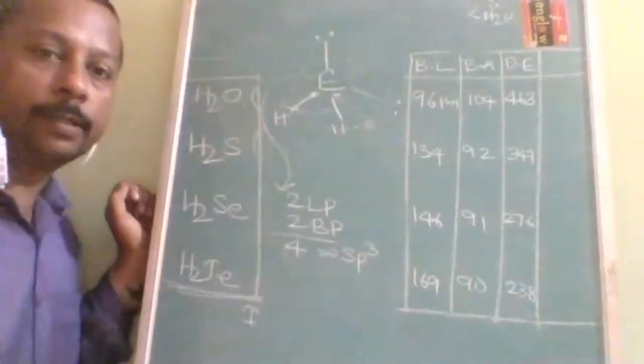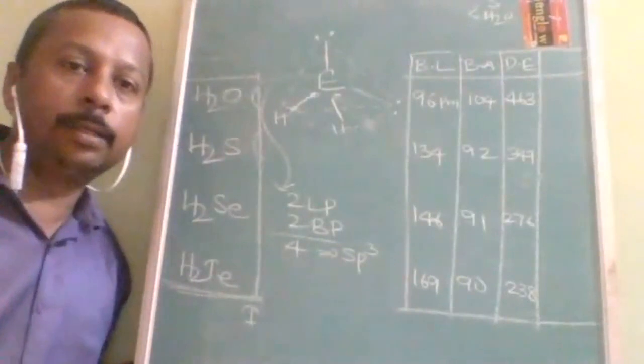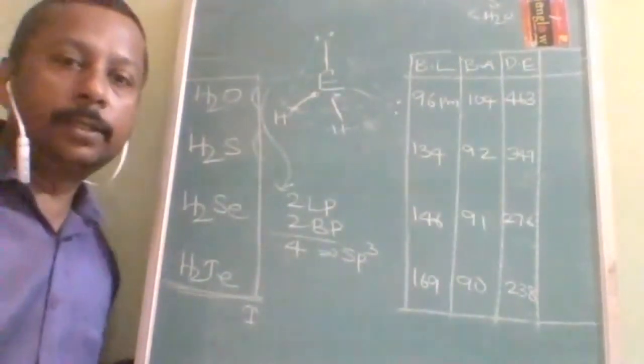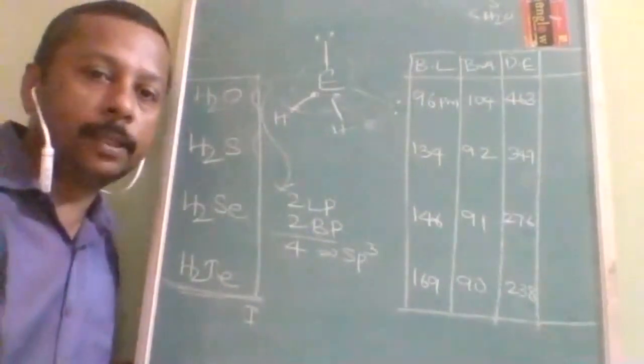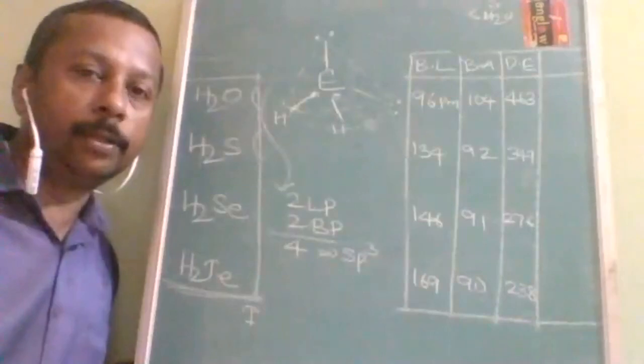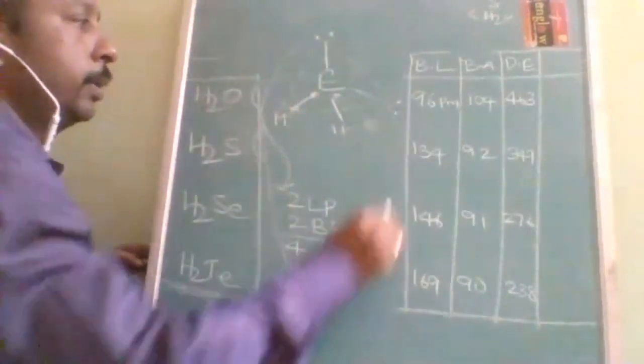Any option, if it is there, you have to select them. Understood? What are the 3 names? Bent, angular or V shape. And hybridization is sp3. The number of lone pairs on the central atom will be 2. The number of bond pairs will be 2. So structure wise, all possible questions are covered.